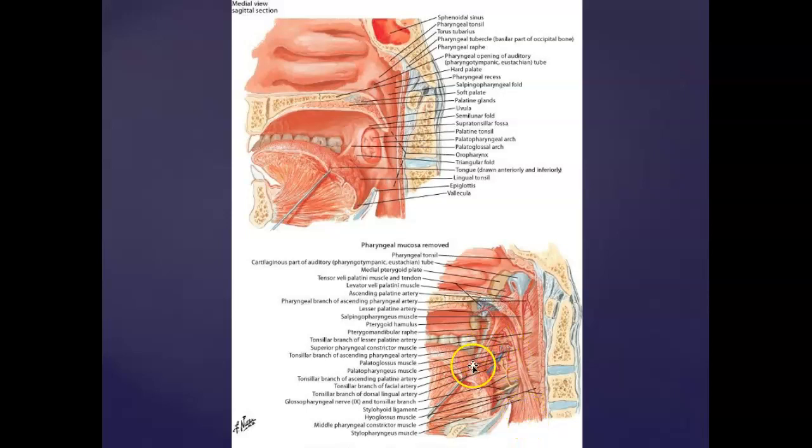So palatoglossus pulls the tongue up. Palatopharyngeus pulls the pharynx up. Helps prepare the swallowing activity there. And that's also going to make up this posterior tonsillar pillar right here. So again, the palatine tonsils sit right between the anterior and the posterior tonsillar pillars.